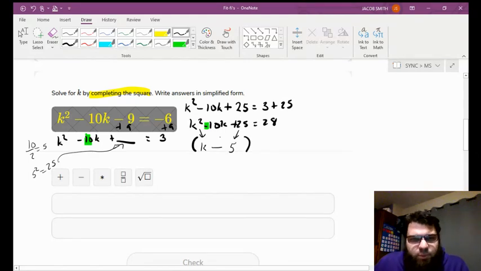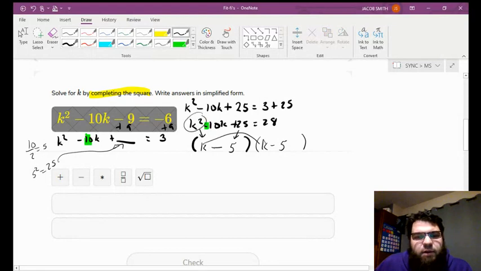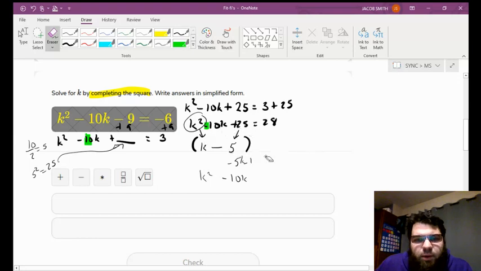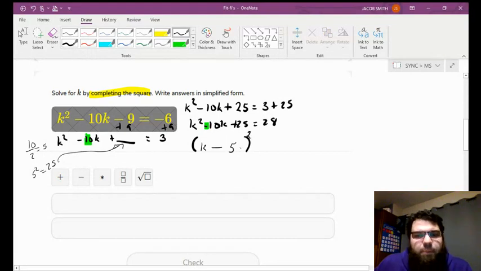The reason we can do this is, if I write this out again, pretend we didn't square it. If I did k times k, I get k squared. If I did k times negative 5, I get negative 5k. And negative 5 times k, I get negative 5k. And then negative 5 times negative 5, I'd get positive 25. So then I have k squared minus 10k plus 25, which is what we already have. So that's why we can rewrite this as k minus 5 squared, because it's the same thing. That's why we call that a perfect square trinomial.